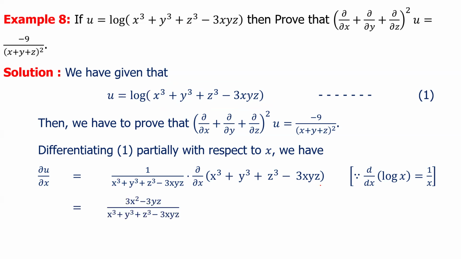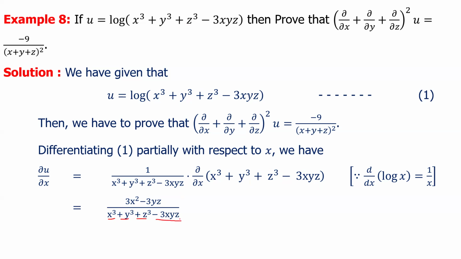Now let us take the partial derivative. The partial derivative of x cube with respect to x is nothing but 3x square. Since x, y, z are independent, the partial derivative of y cube with respect to x is 0, and the partial derivative of z cube with respect to x is 0. Now here 3, y, z are constant, so the partial derivative of x with respect to x is 1, and we have 3yz. Hence, the partial derivative of u with respect to x is 3x square minus 3yz divided by x cube plus y cube plus z cube minus 3xyz.